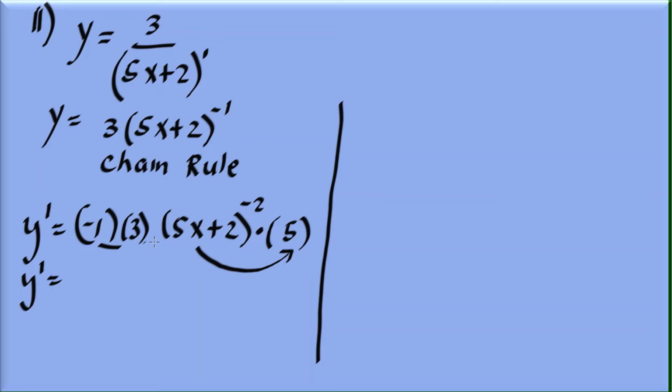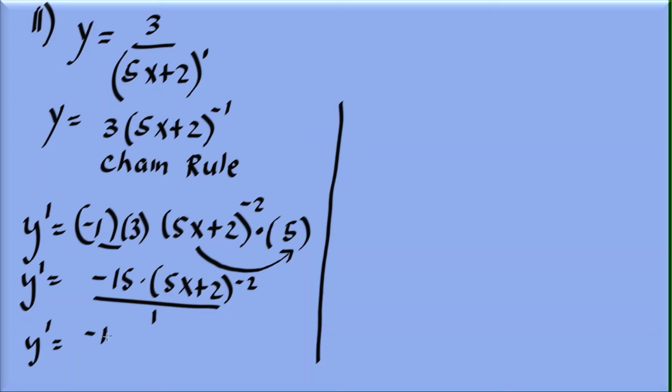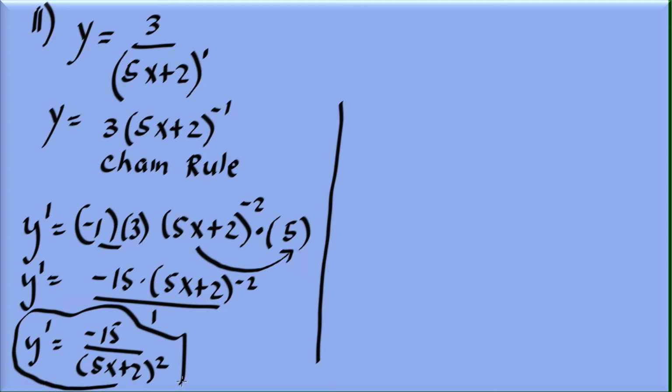So this is negative 3 times 5. It's negative 15 times the 5x plus 2 to the negative 2. Okay? Now, this is understood to be over 1. So, again, you can leave your answer as it is, or you can move this 5x plus 2 to the negative 2 down. So, that's negative 15 over 5x plus 2 squared. Okay? So, over here, I use chain rule if I want to move this 5x plus 2 on top.